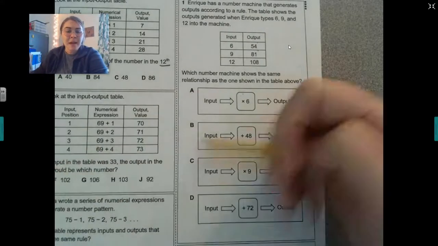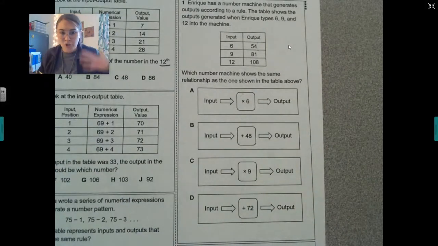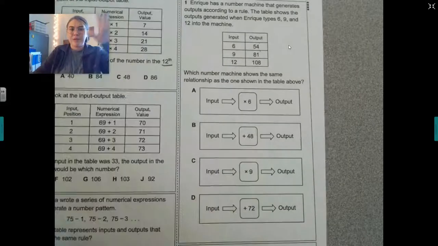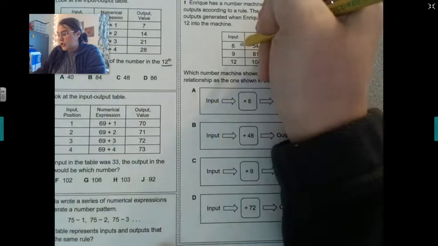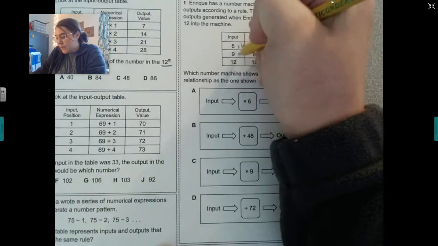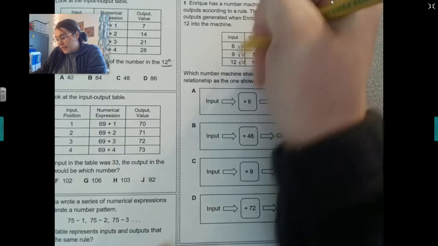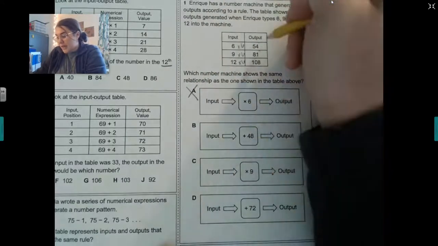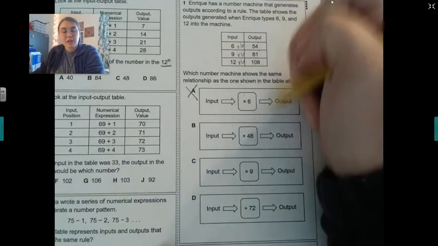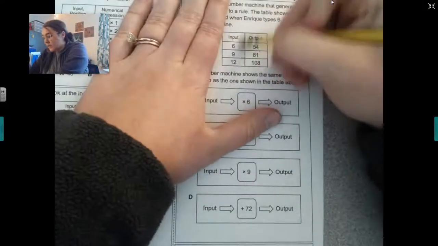It seems silly. They draw all these pictures just to ask you what the rule is. Don't let it confuse you. That's one of the easiest ones you'll do. You're just going to go through and try each of them. That one doesn't work, so you're going to go on to the next one and try each of them, and then go on to the next one and try each of them and see which one fits.